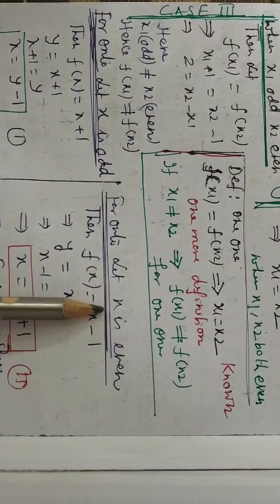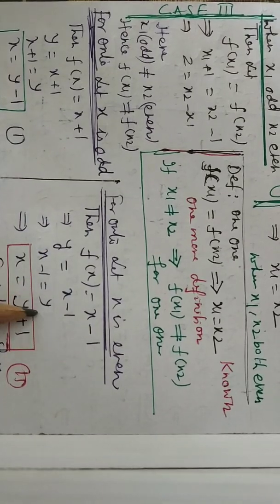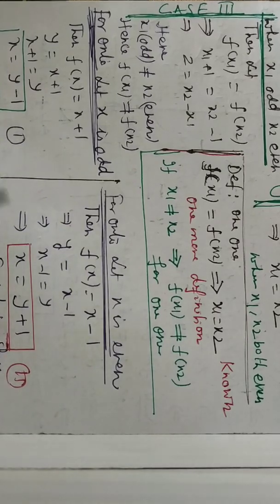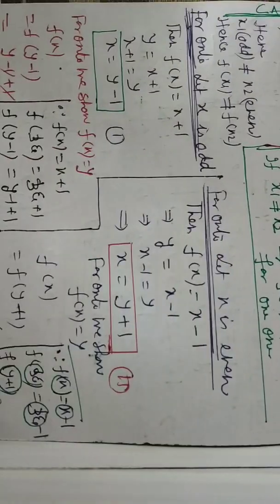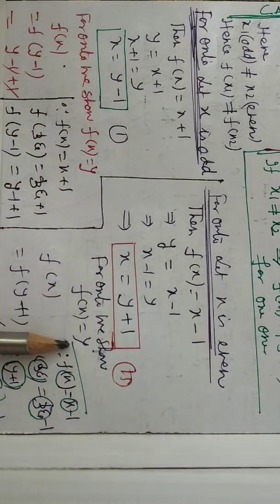In the same way, when x is even, f(x) is equal to x minus 1, y is equal to x minus 1, so x minus 1 is equal to y. So x is equal to y plus 1. The first and second are important. Now for onto we prove f(x) is equal to y. Here also we prove f(x) is equal to y.